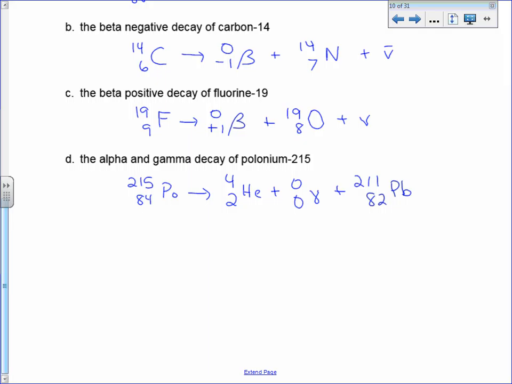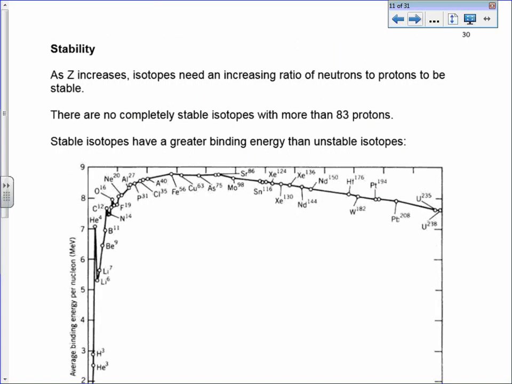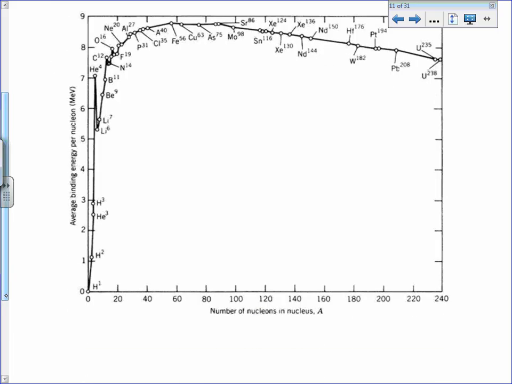On to the next little bit. This is just a little bit about stability. I included a stability chart that graphs the number of nucleons in a nucleus on the bottom, and you'll see different versions of these. This is the most common, with the number of neutrons plus protons on the bottom of the graph, and the average binding energy per nucleon is what's going on there. That average binding energy per nucleon is related to how close the number of protons and neutrons is.